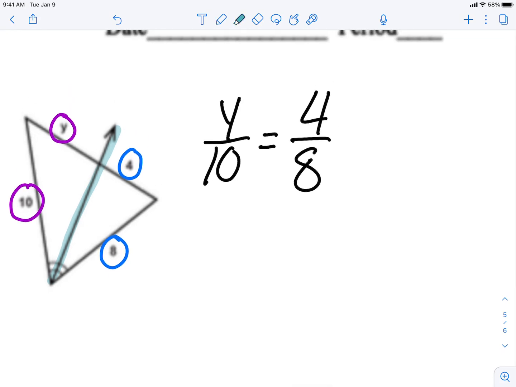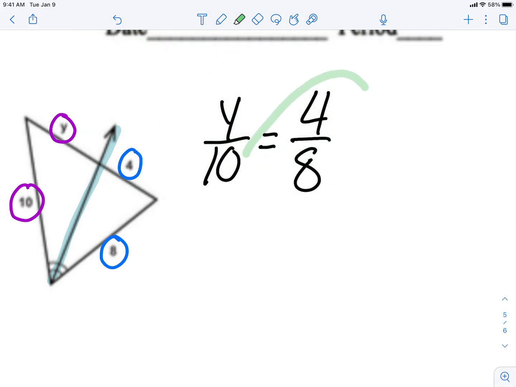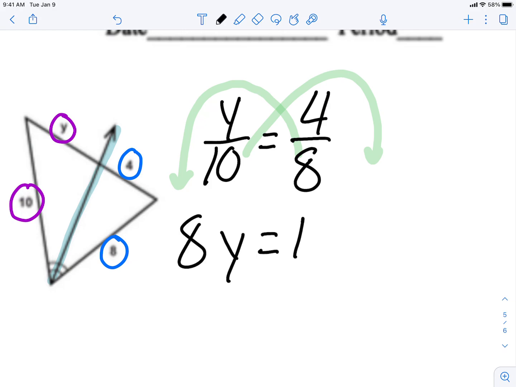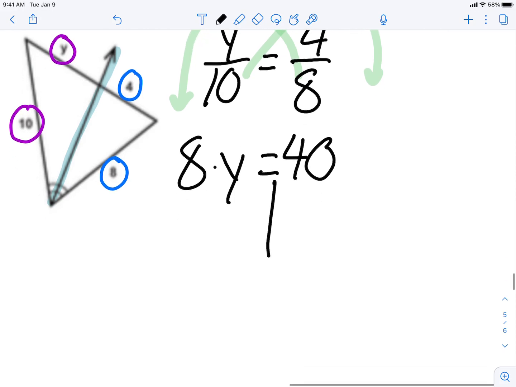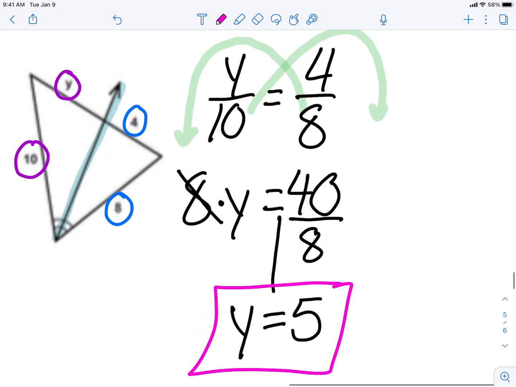And we butterfly multiply, right? 10 times 4, and 8 times y. 8 times y is 8y, is equal to 10 times 4 is 40. The opposite of multiplying by 8 is dividing by 8. And I get y is equal to 5. And that is my solution there.